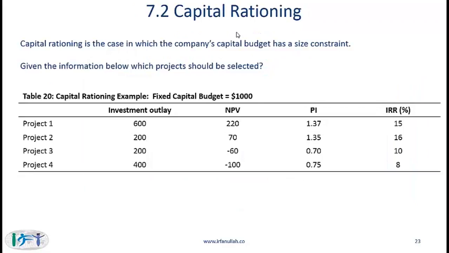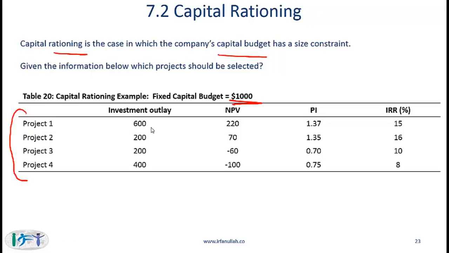Next is capital rationing. This is very straightforward, at least the way it is explained here in the curriculum. In the real world, capital rationing decisions can be much more complicated. The basic idea is that a company has a fixed capital budget and a set of projects where it needs to decide which projects to do. So take this scenario over here, 4 projects, a capital budget of 1,000. Of these 4 projects, which should be selected?